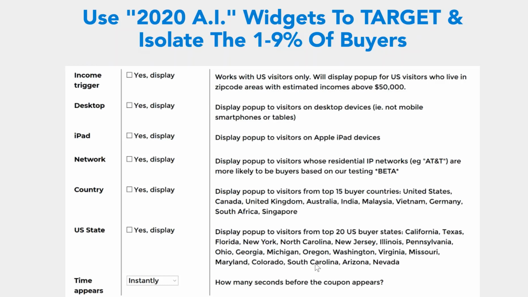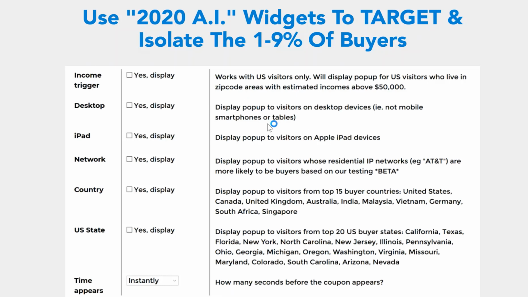So where were they from, what was the gender, what was their estimated income, what device did they look at. And what I found was that these triggers here, if we see someone on desktop, we see them from a certain network, we see them in a certain country or a certain state, or they spend a certain amount of time on the site, then they are going to very much be great potential buyers.